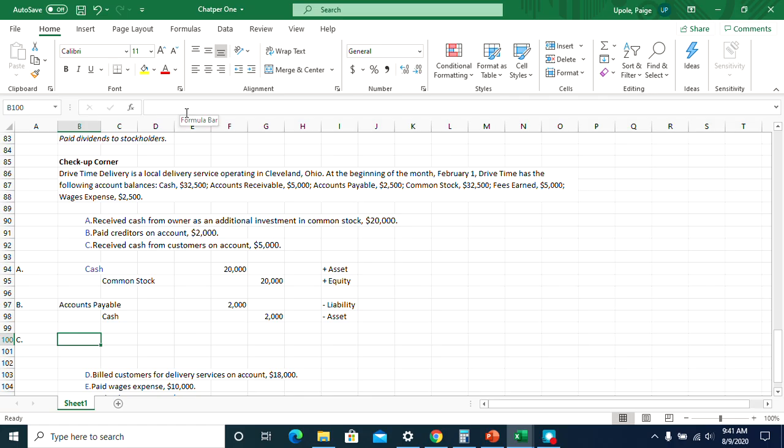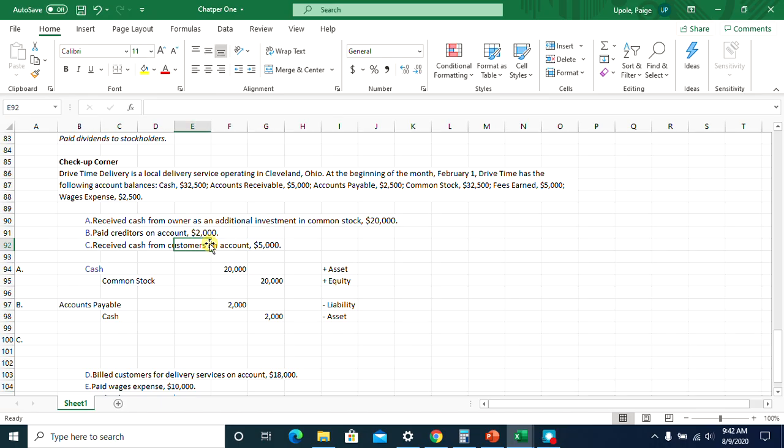We received cash from customers on account, $5,000. This is a little confusing, but we're just flipping the situation in item B. So in item B, we owed money, right? We had creditors we needed to pay, people that had given us the option to pay in the future, and we need to pay them back. Now we're the creditor, right? We're receiving cash from customers on account of $5,000.